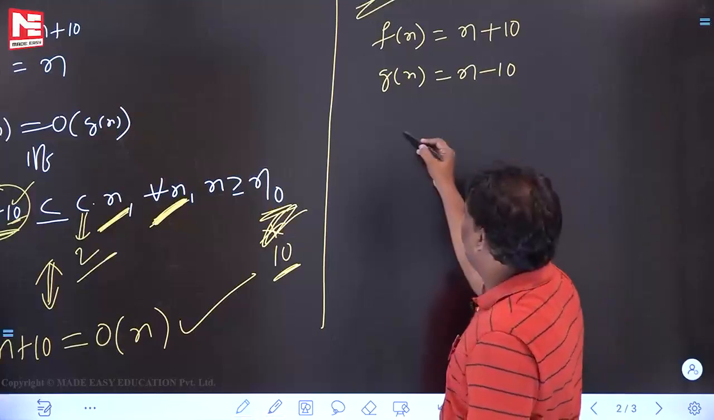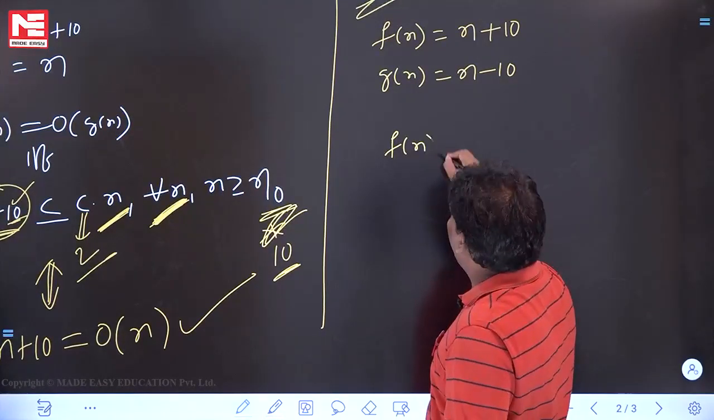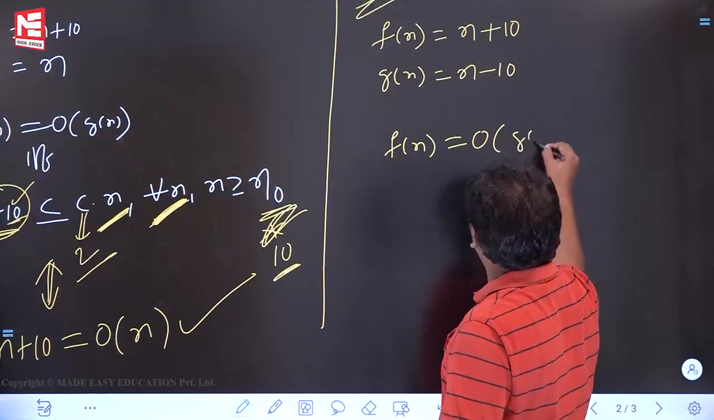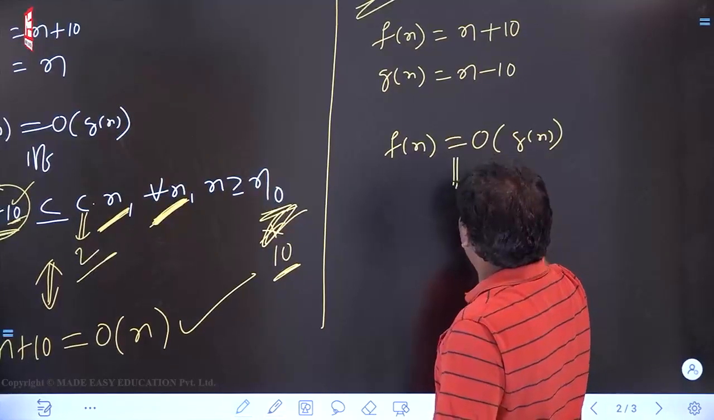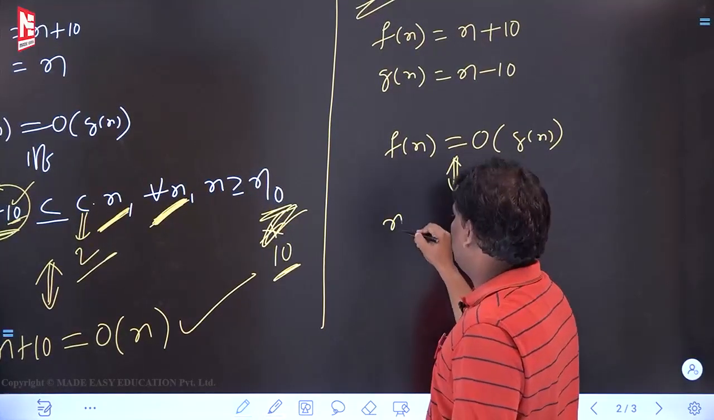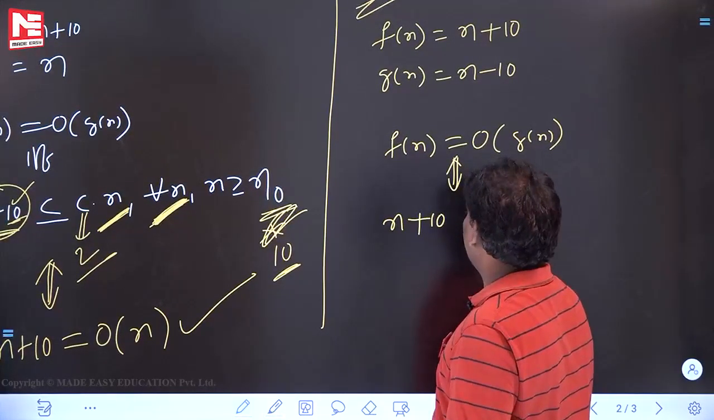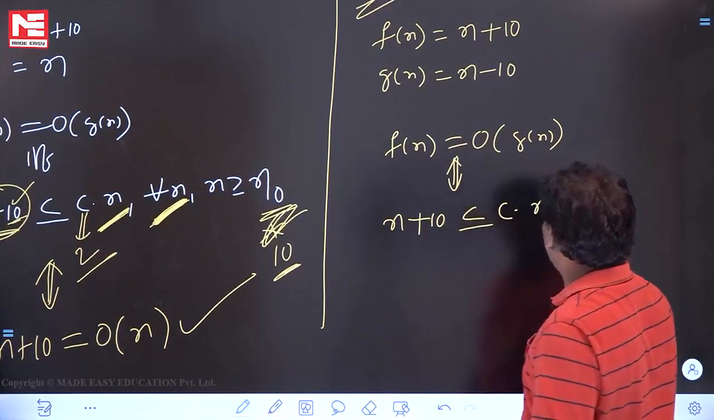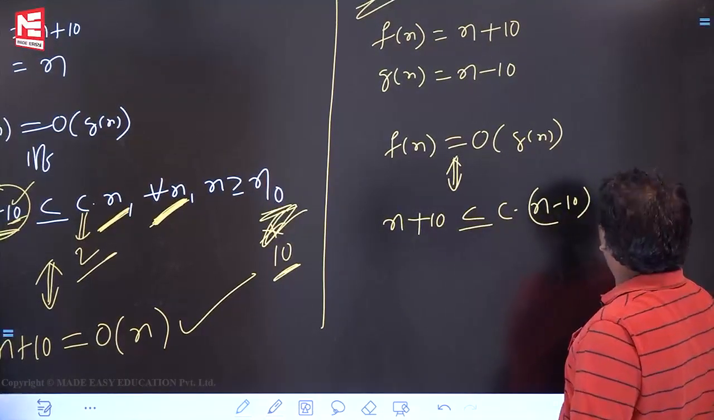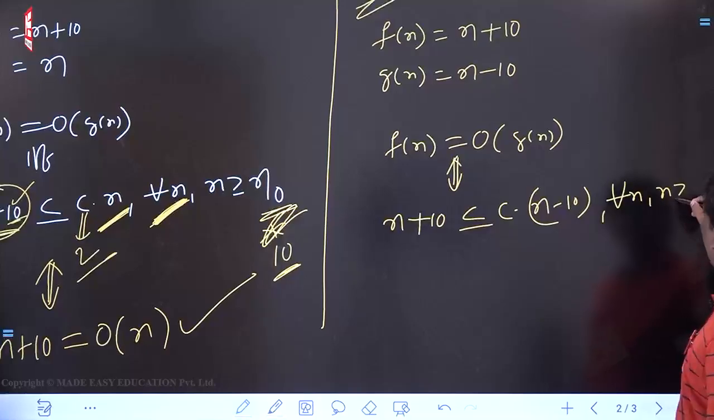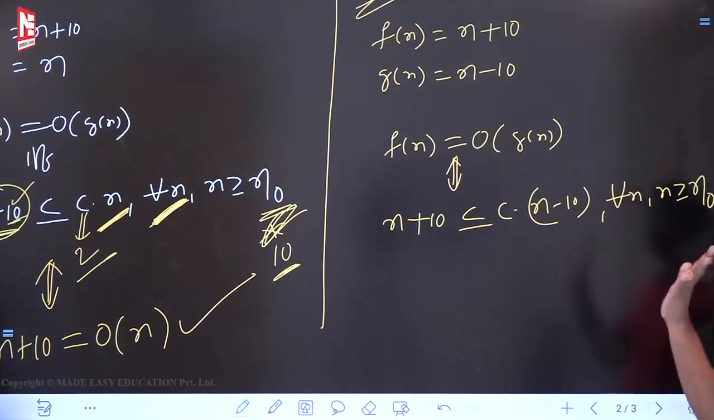Now I want to prove that F of n is big O of G of n. If you want to prove it, what condition do you have to satisfy? You have to satisfy this one: n plus 10 is less than or equal to some C into n minus 10, right? For all n where n is greater than or equal to n0. This condition should be satisfied.